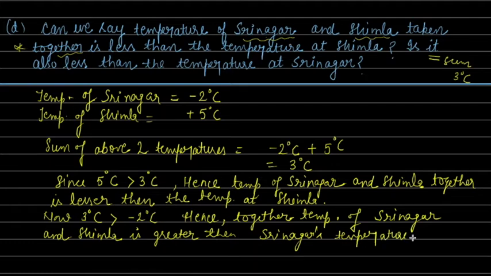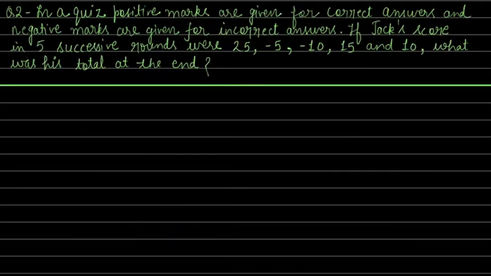So this was question number 1 of this exercise. Let's see question number 2. Question number 2 says, in a quiz, positive marks are given for correct answer. It means if a student attempts a question and if it is correct, we are giving positive marks. And negative marks are given for incorrect answer. If any wrong answer is there, it means negative marks are given.